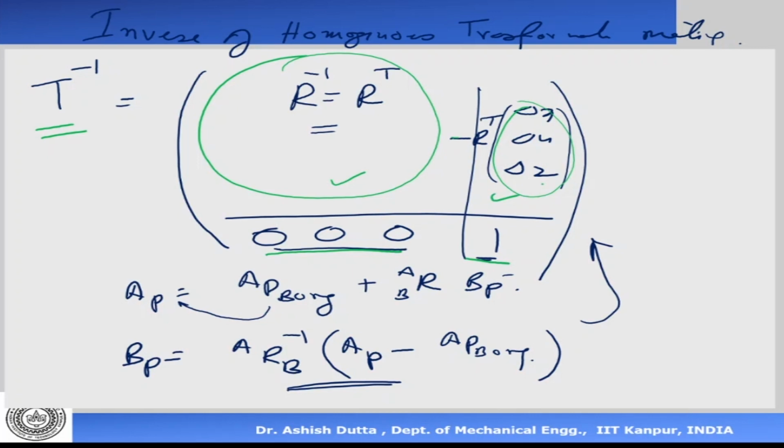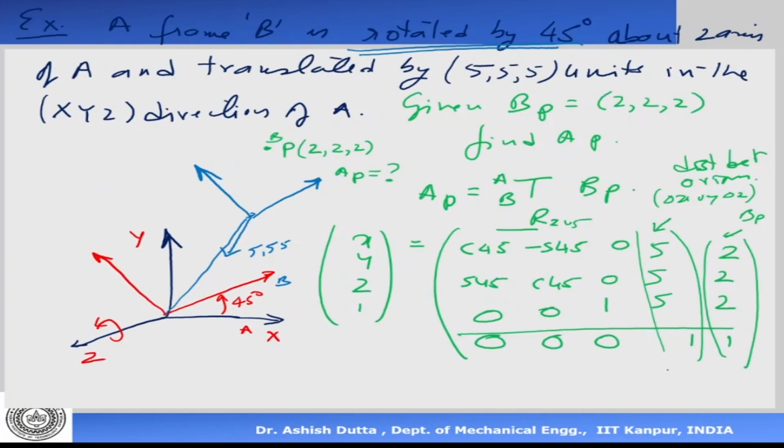So what we do is I take the rotation matrix, which we got with the homogeneous matrix, which was this one. This is T A to B. I want to find its inverse. So how do I find it? I take this part, the rotation matrix, and I invert it. So R inverse of that part.